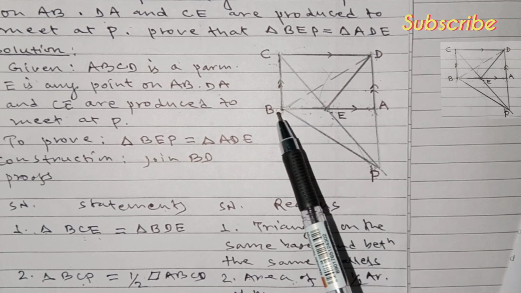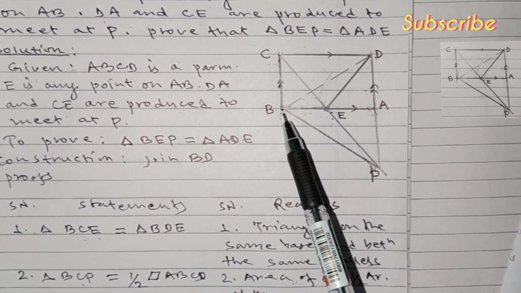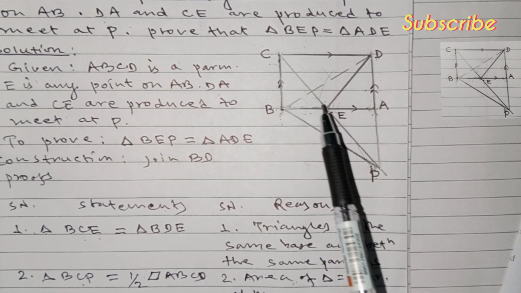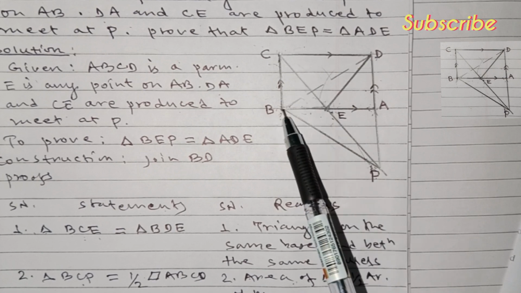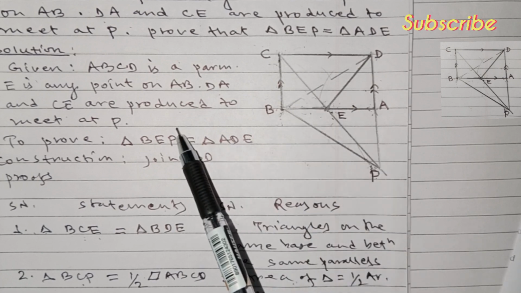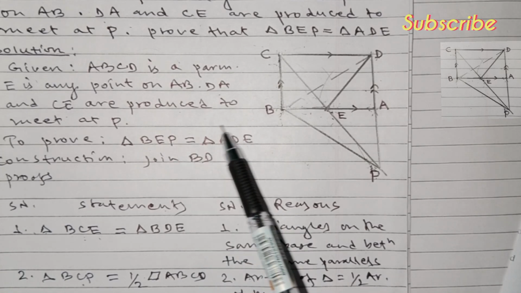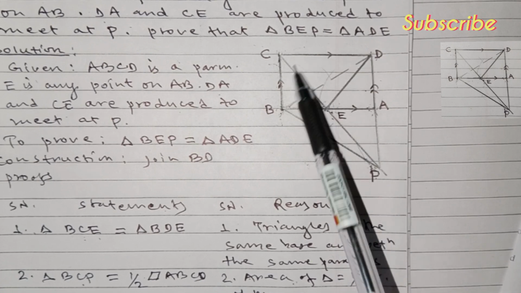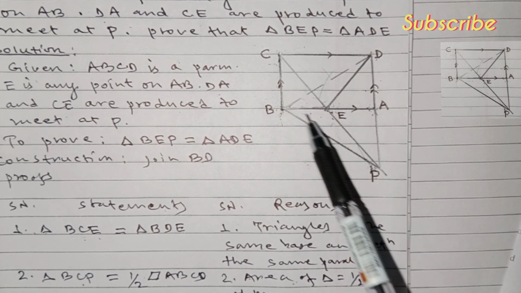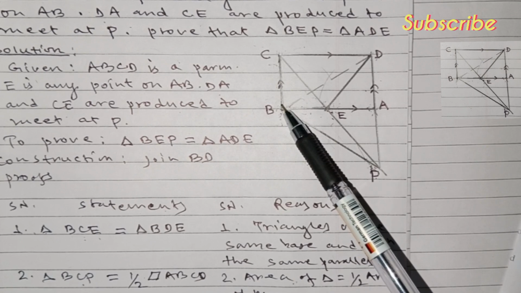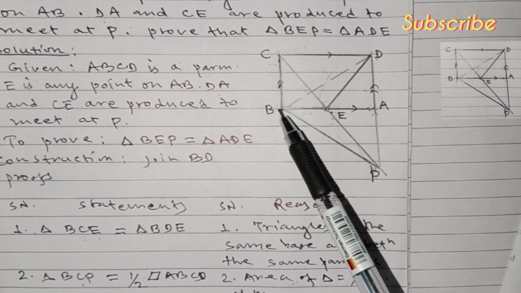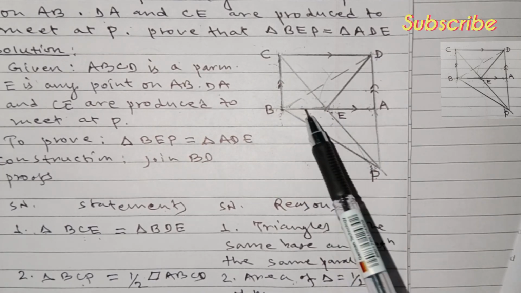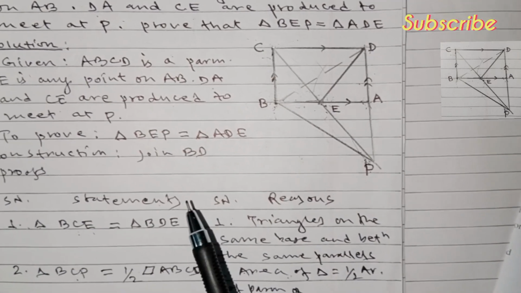Dear students, triangle BCE is contained in the triangle BCP, which contains two triangles, BCE and triangle BEP. So in order to show area of triangle BEP equals area of triangle ADE, we have to take the triangle which contains the triangle BEP. In statement number 1, we have shown that triangle BCE is equal to triangle BDE because they are on the same base and between the same parallels.